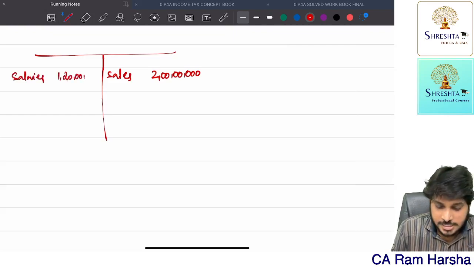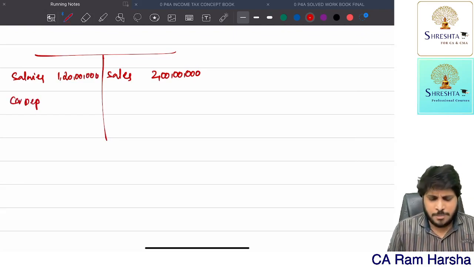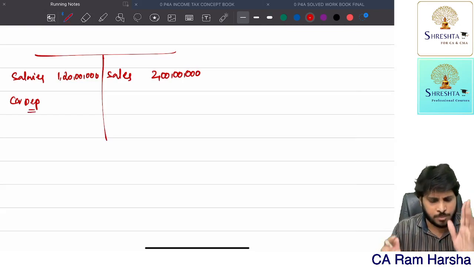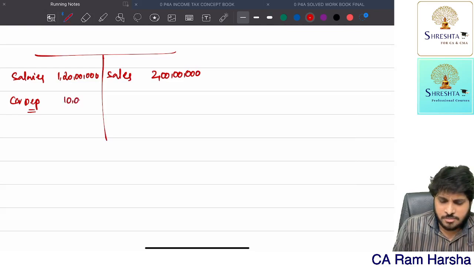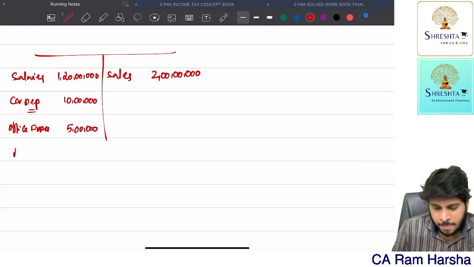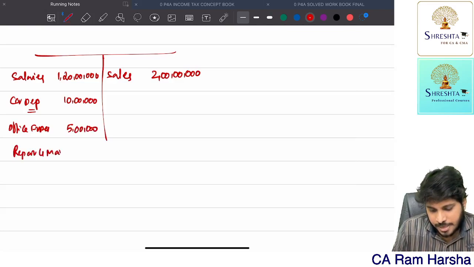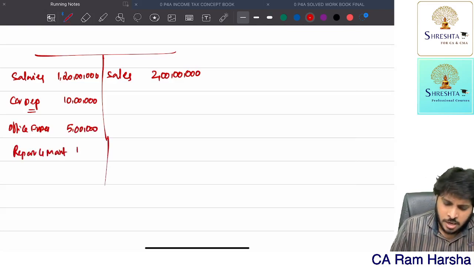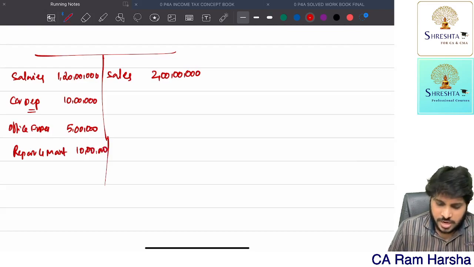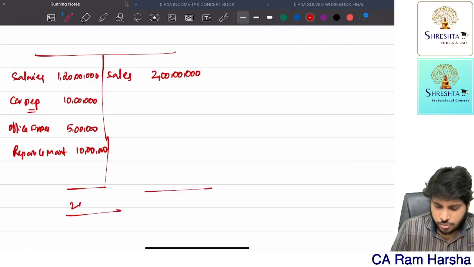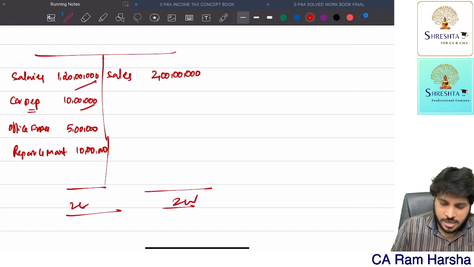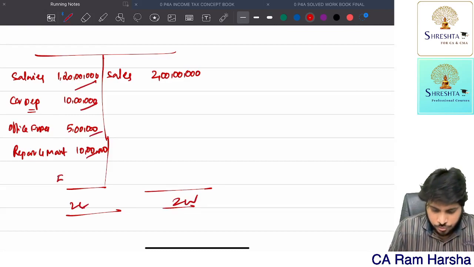1 crore 20 lakh salary expenditure is there. I have made car depreciation, some depreciation on plant and machinery, 15% block. Some depreciation is some 10 lakhs. Office expenses, some 5 lakhs. Repairs and maintenance, some 10 lakhs. That's it. Now, what is my profit? So, 2 crore total. So, 120, 130, 140, 145. So, 55 lakhs is my net profit as per my profit and loss account.